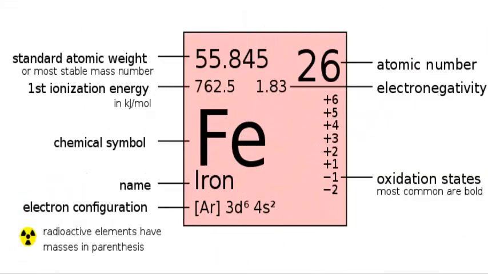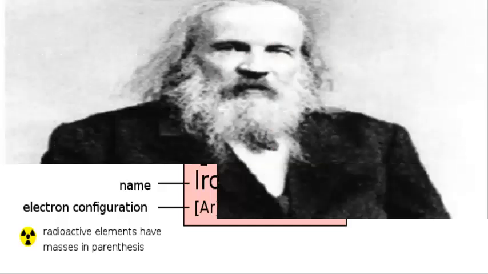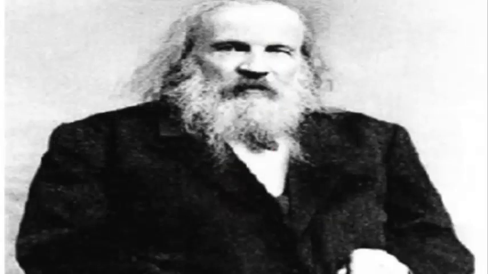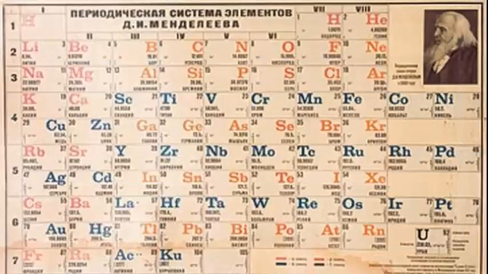The periodic table gives us information about the element properties. Normally, we can find its symbol, its atomic number, its atomic mass, and its oxidation states. The first person to arrange the elements in this way was Dmitry Mendeleev in 1869. The periodic table that he created was very different from the one we have nowadays.